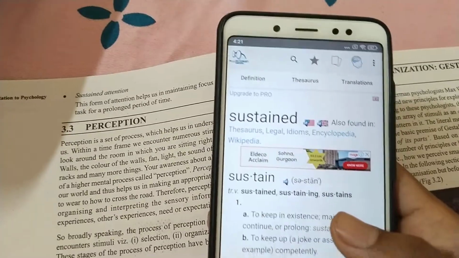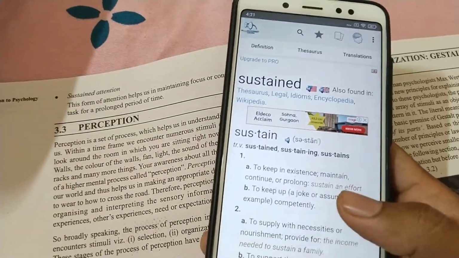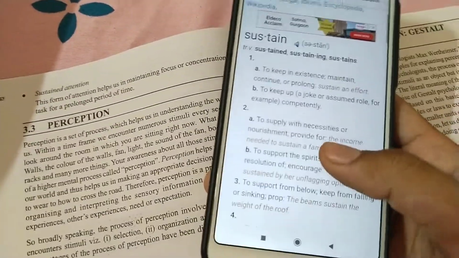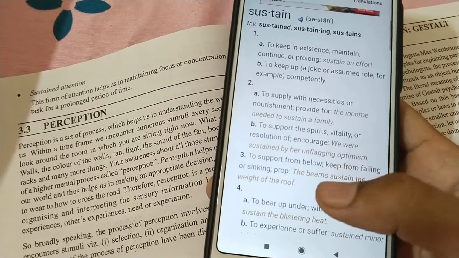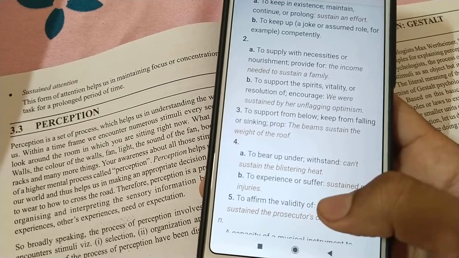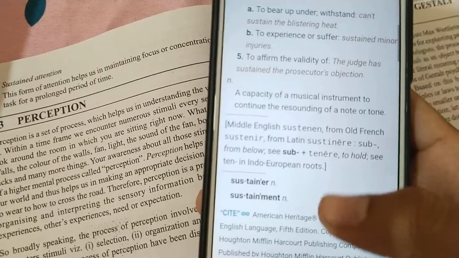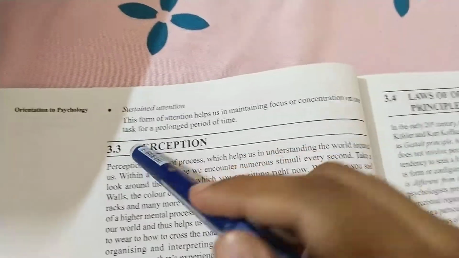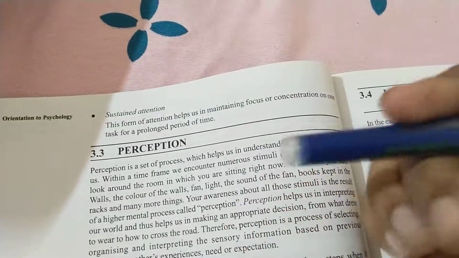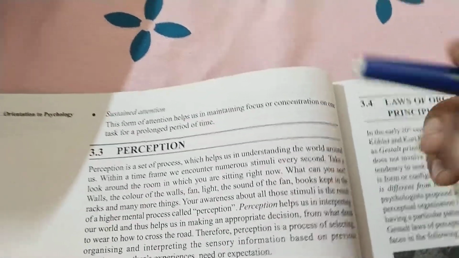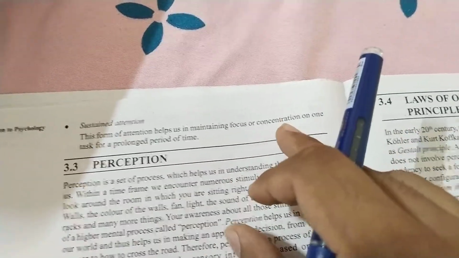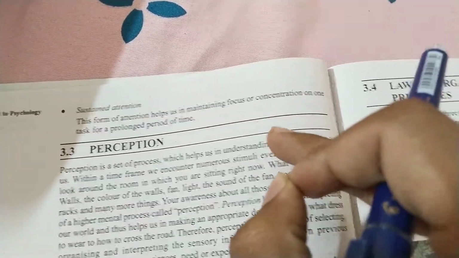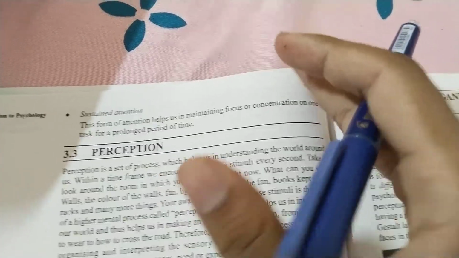Sustain: to keep in existence, maintain, continue, or prolong; to supply with necessities or nourishment, provide for; to support; to bear up under, withstand; to experience or suffer. So sustain basically means to keep it going on. So sustained attention means to keep the attention going on. This form of attention helps us in maintaining focus or concentration on one task for a prolonged period of time.